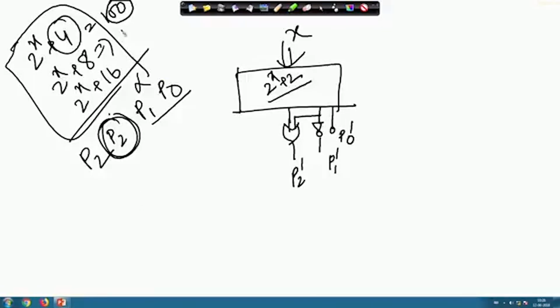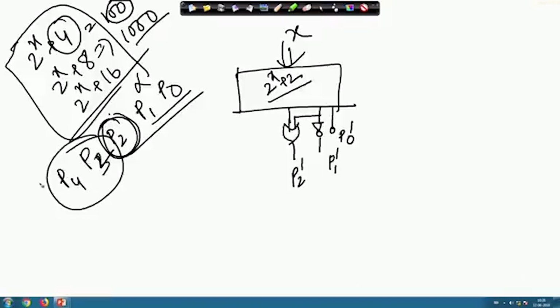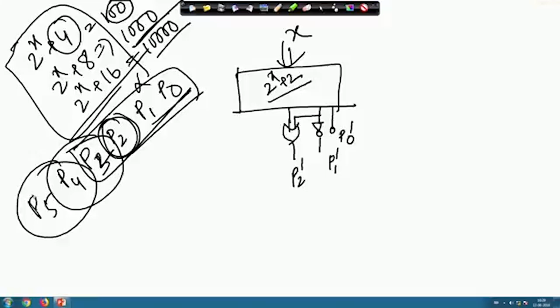So, for 8, these 3 bit positions will not be affected, sorry, this is P3, then P3 and P4 will be affected. If I add 16, up to P3 it will not touch, it will start affecting P4 and P5, something like this.